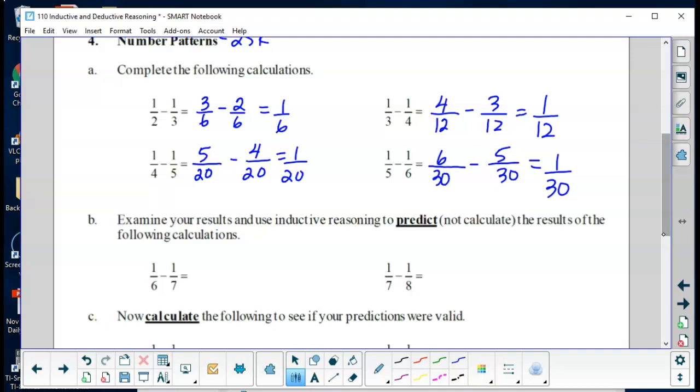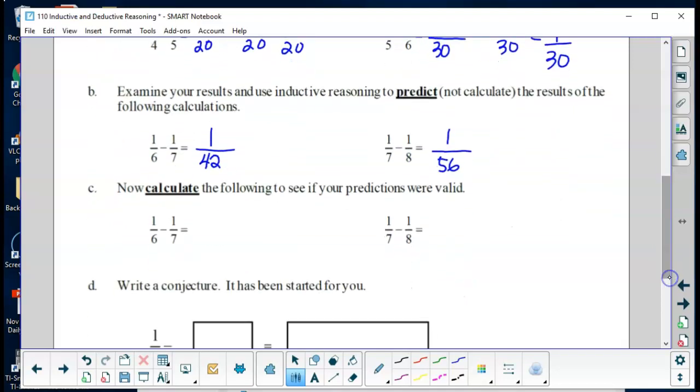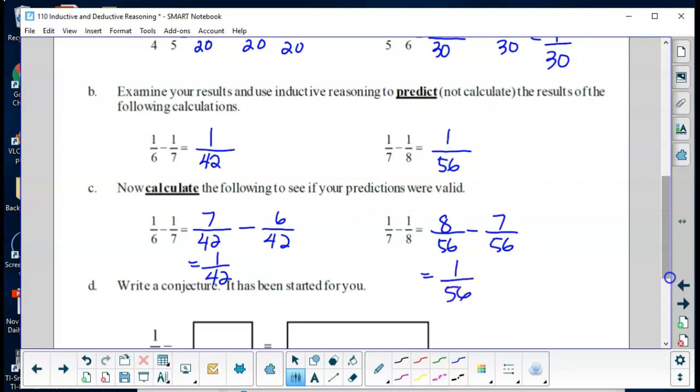So when I see this one, the new denominator is the product of the original denominators, so that would be 42, and I'd have 1 up top. Here, this would be 56, 1 up top. Now we want to check to see if our predictions were true. So that would be 7/42 minus 6/42, which is 1/42. Then here, 8/56 minus 7/56 is 1/56.